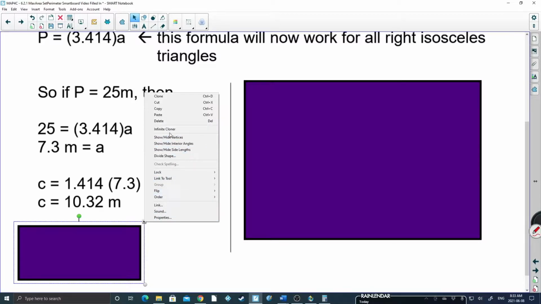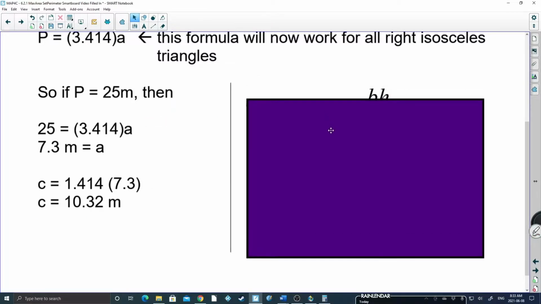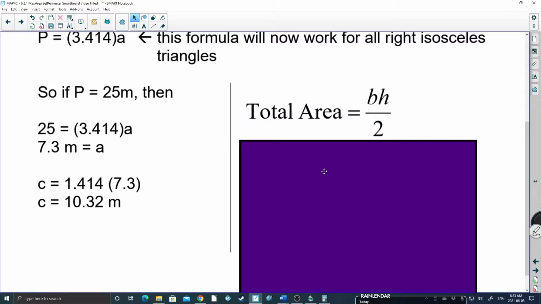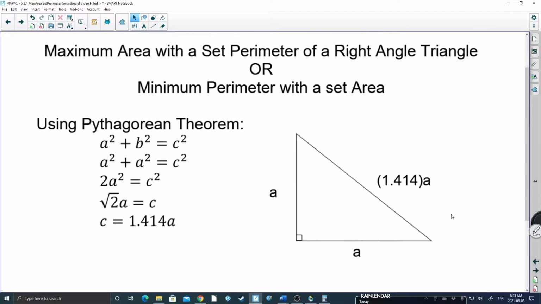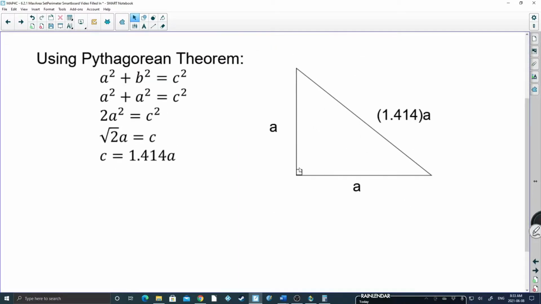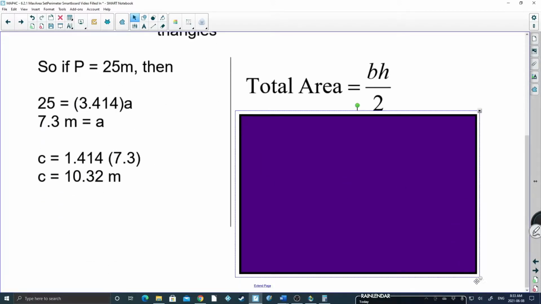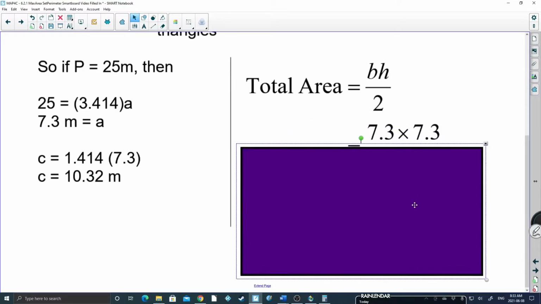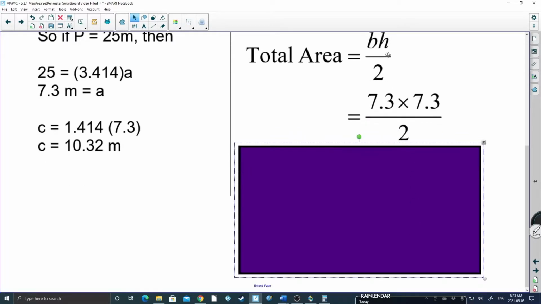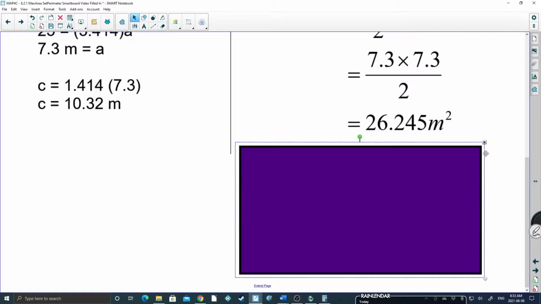What about the area? Well, we know that area is equal to base times height over 2. But if we go back to the picture here, look at my base and look at my height. The base is A, the height is A. Both of those values are the same. So instead of writing base times height over 2, we're going to use a slightly different version of that formula. We're going to use A times A over 2. My A is the 7.3 that I got over here, and that gives me my area.